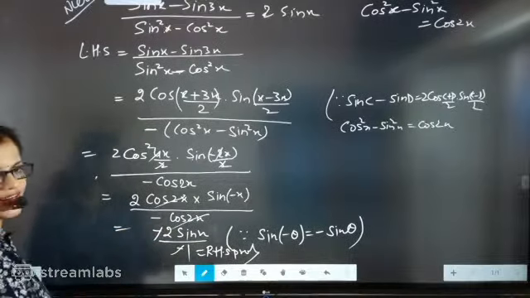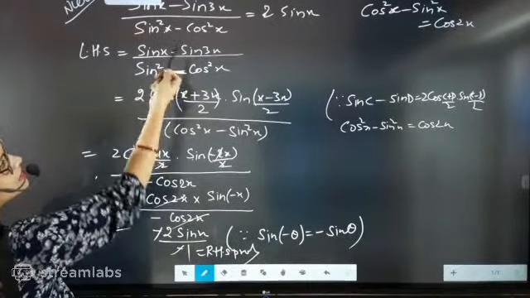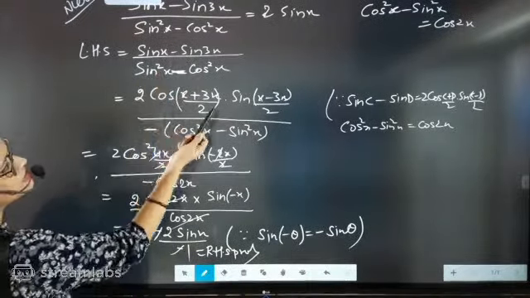So what exactly did we do? We did nothing. Just a minus is there. After seeing this part, we just applied the sin C minus sin D formula. Sin C minus sin D formula is 2 cos of C plus D by 2 into sin of C minus D by 2. And then beta, minus taken out. The moment I have taken minus out, then here cos square x minus sin square x, and we know cos square x minus sin square x formula is cos 2x.